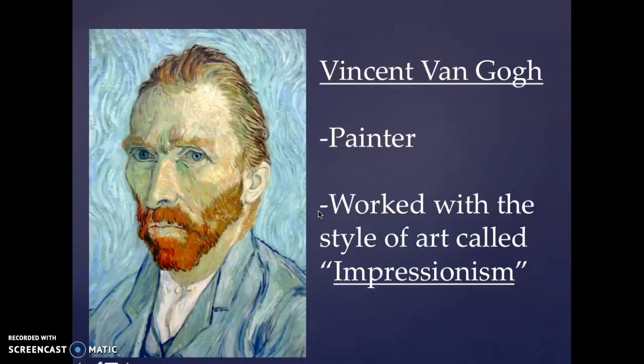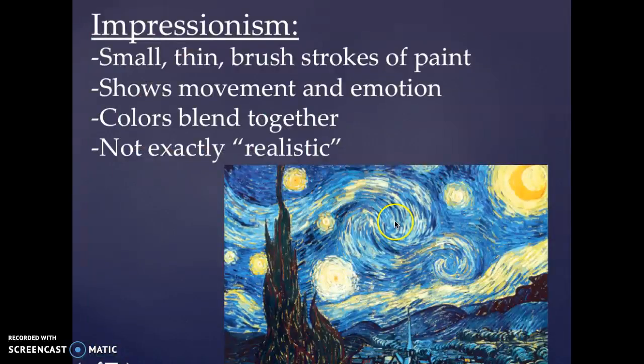He was a painter, and he worked with a style of art called Impressionism. Impressionism is just a funny word, and what it means is his style of art uses small, little, thin brush strokes of paint. Those small thin brush strokes show a lot of movement and emotion in his paintings. It's not exactly realistic, it's more of an abstract type of painting, and the colors really blend together. He was really interested in showing the way that light happens in a work of art. How can you show light with your paint?